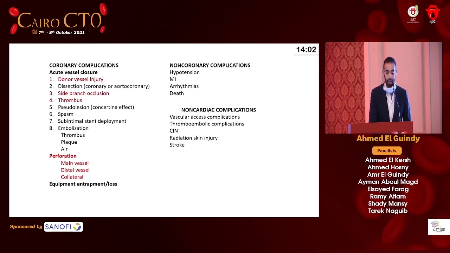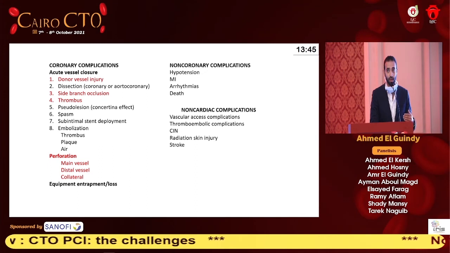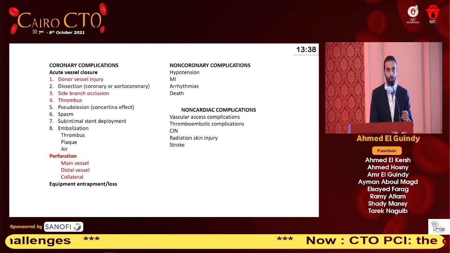But here I highlighted all of those complications, which, if left undetected and untreated in due time, can lead to death. But the most common are those highlighted in red. The most common means by which a patient can end up losing their life is donor vessel injury, which is one of the most important things in CTO PCI that you want to recognize early on and treat, and it takes the upper hand.